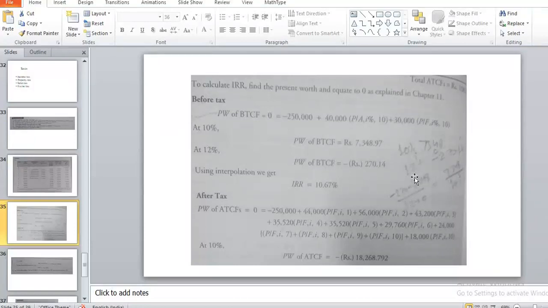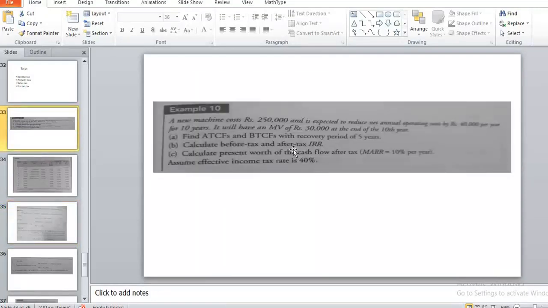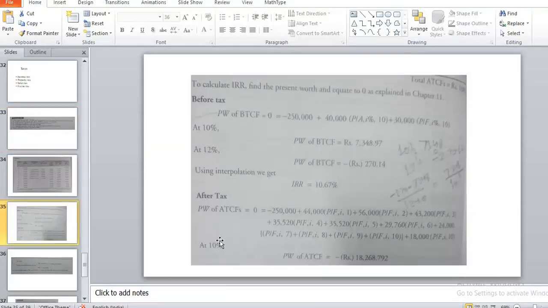And by interpolation it comes as 10.67%. So at 10.67%, the present worth becomes 0. This is nothing but the IRR value that we asked. Now after tax, we calculate the present worth of the cash flow after tax, considering the minimum acceptable return rate as 10%. So we can calculate it like this.